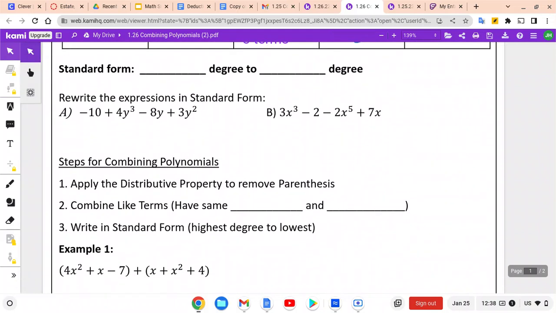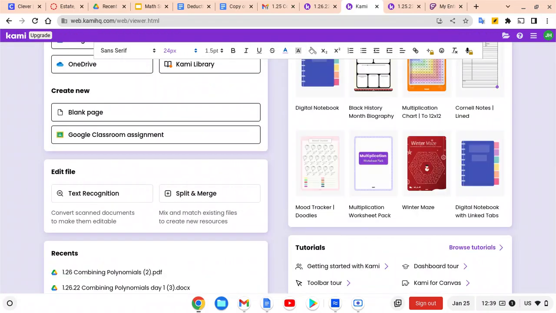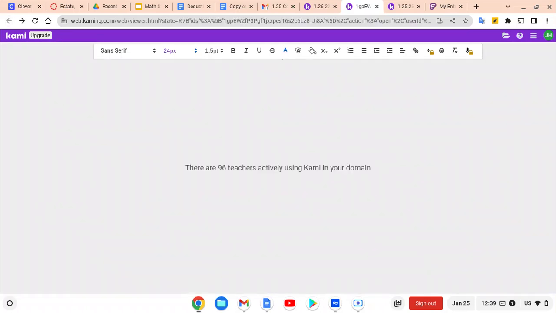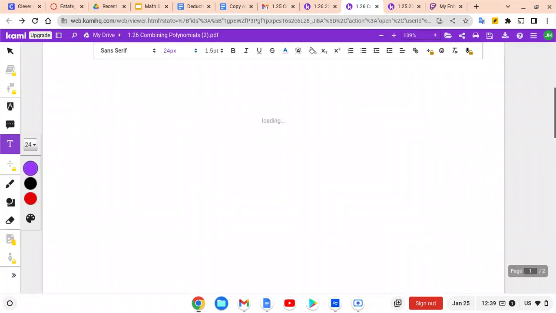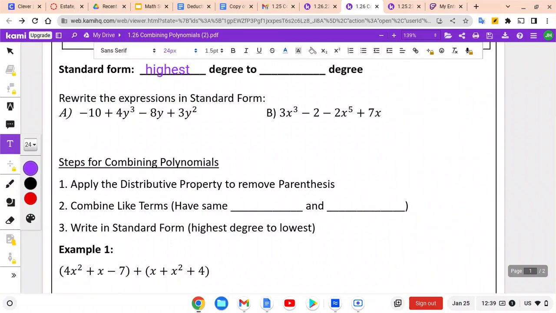Standard form: when you're writing polynomials, you want to write them from the highest degree to the lowest degree. So if we were to rewrite, highest degree to lowest degree.